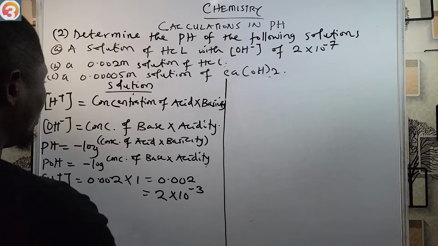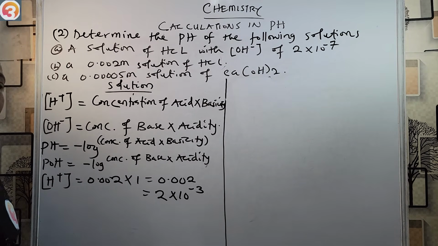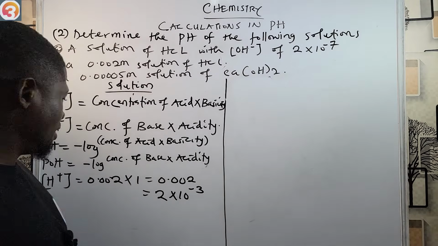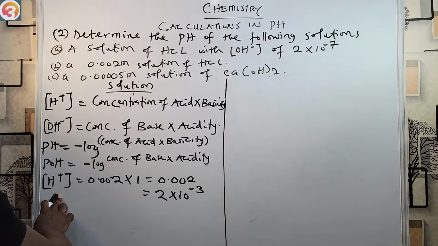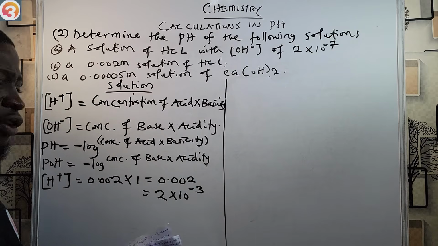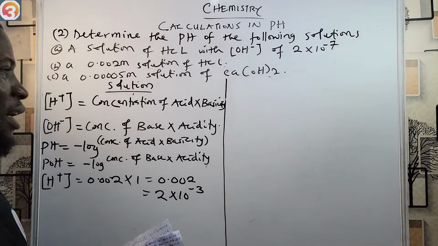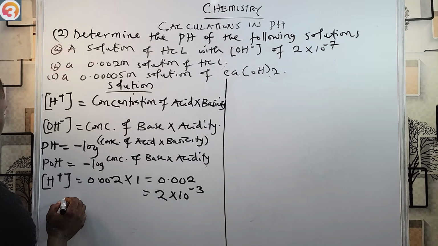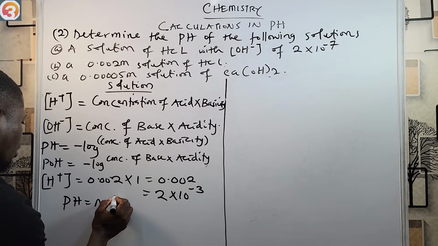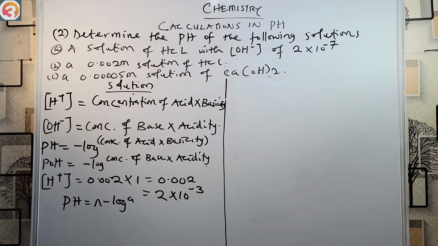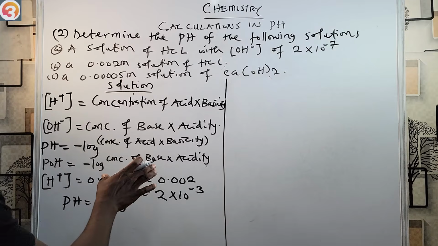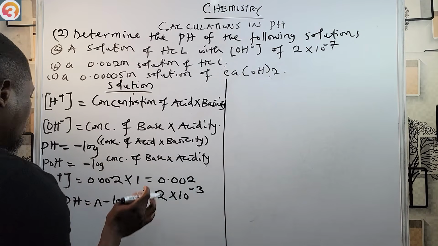Now that we know the hydrogen ion concentration, what do we do next? Okay, we are told to find the pH. So looking for the pH will not be difficult any longer because we know that pH is n minus log a. So the only trick here, the only problem here, is to know this formula. Okay, so let's go.